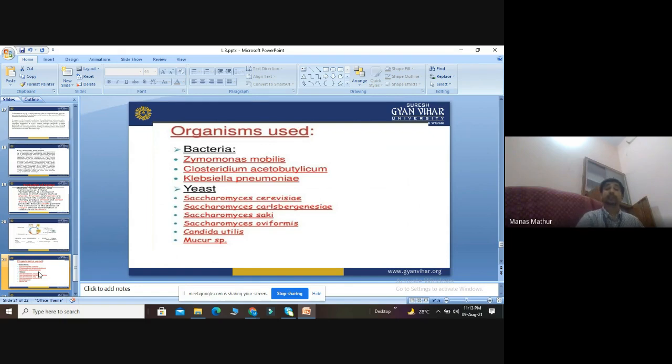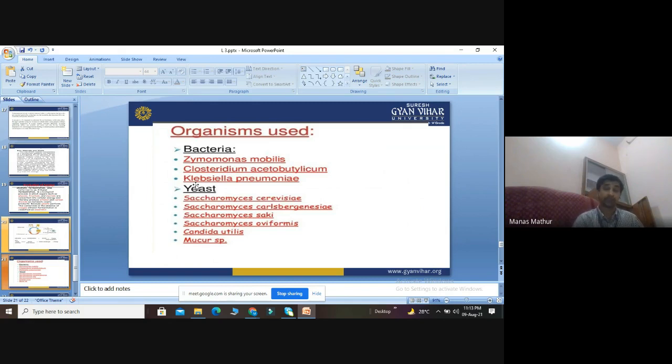Now we are using many other bacteria and fungi also for this fermentation technology. We are using many microbes like Zymomonas mobilis, Clostridium acetobutylicum, Klebsiella pneumoniae. No doubt this Klebsiella pneumoniae is a very dangerous microbe. It can cause pneumonia, but it has some uses also. It helps in the process of fermentation very efficiently.